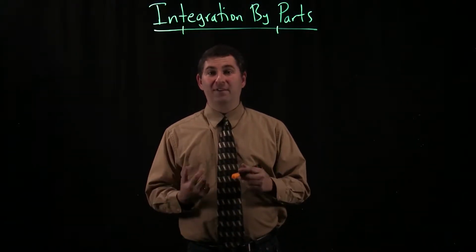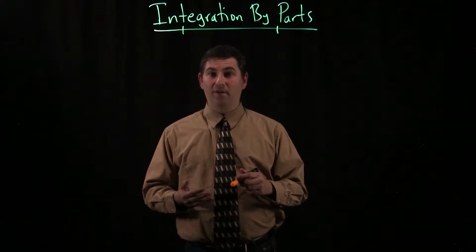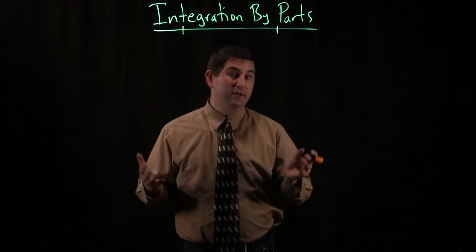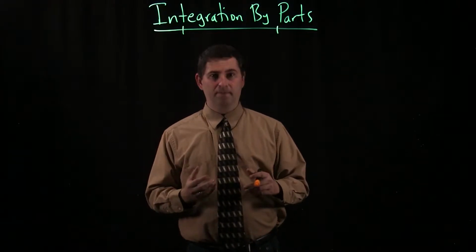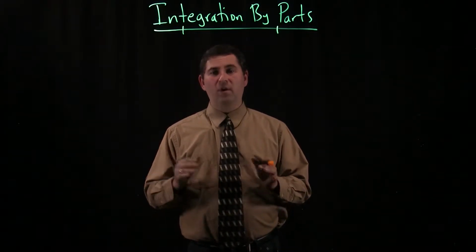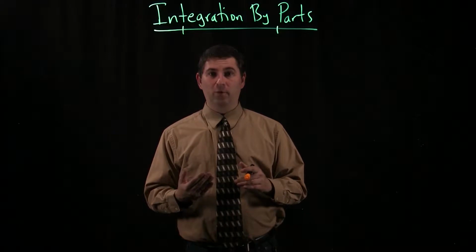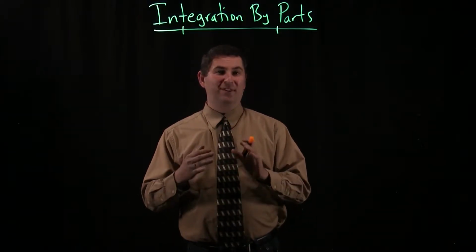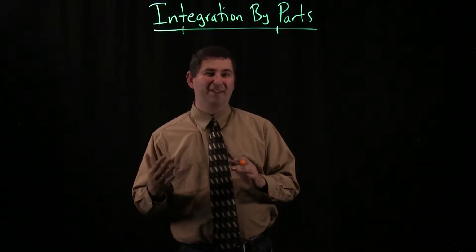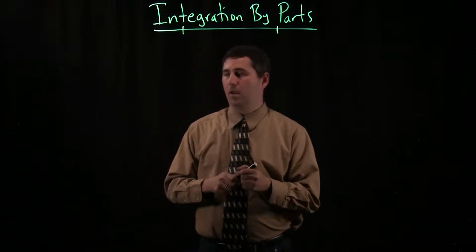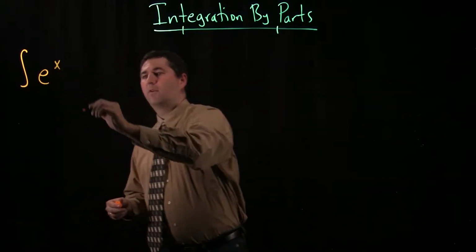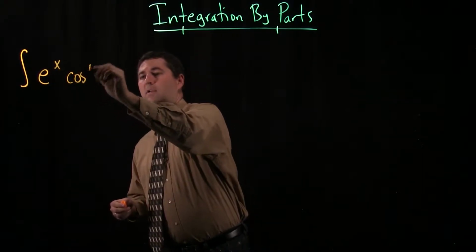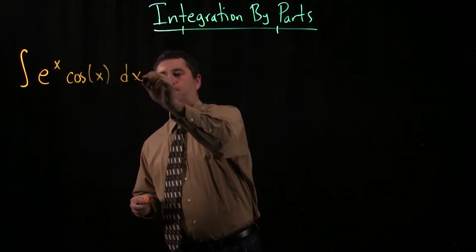Now, there are instances where you can use integration by parts 2, 3, 4, 100 times. But we're not going to want to do it that many times here. In this example, we're going to stop after a couple times through and see how we can find the answer going through the back door. So here's our example. We want to find an antiderivative for e to the x times the cosine of x.